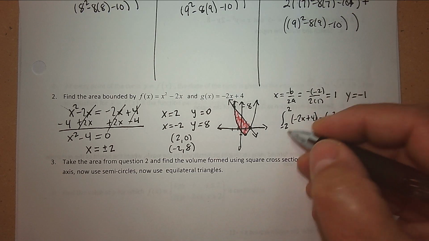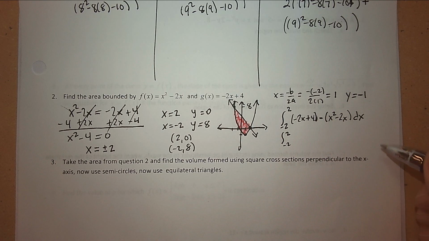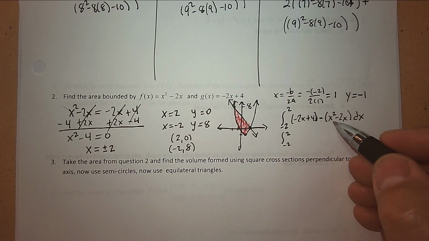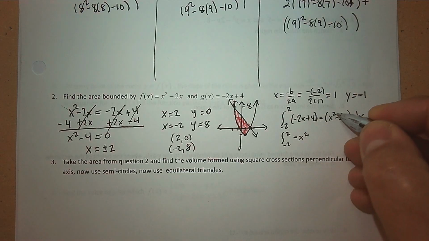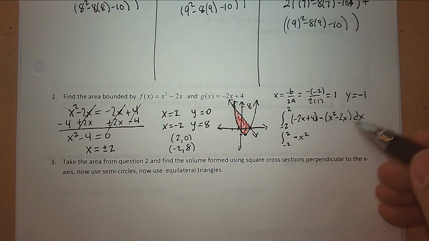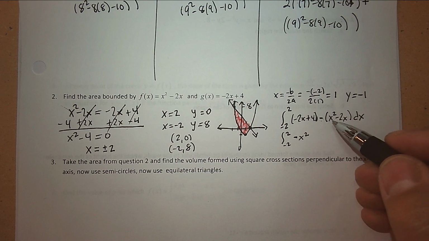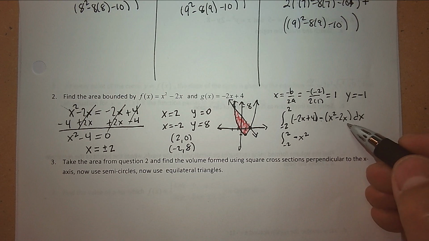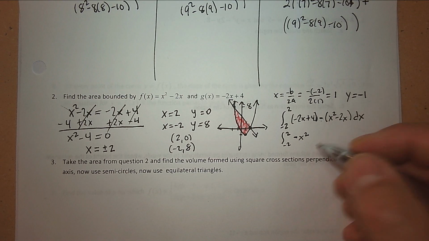Simplify this. So I'm going to subtract x squared. I'm going to put them in order. So I'm going to subtract x squared. There's no other x squared terms. Negative 2x, subtract negative 2x. They eliminate, right? And then what am I left with? 4 take away nothing. So it's just 4.